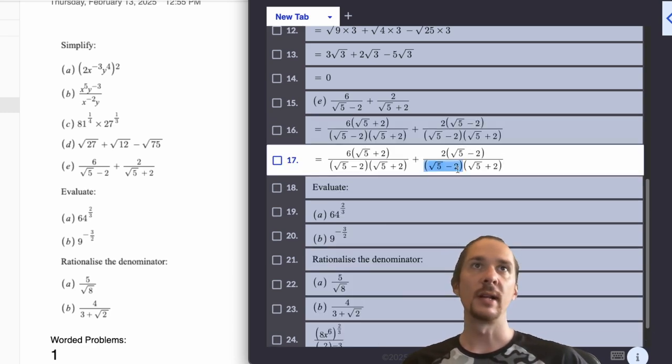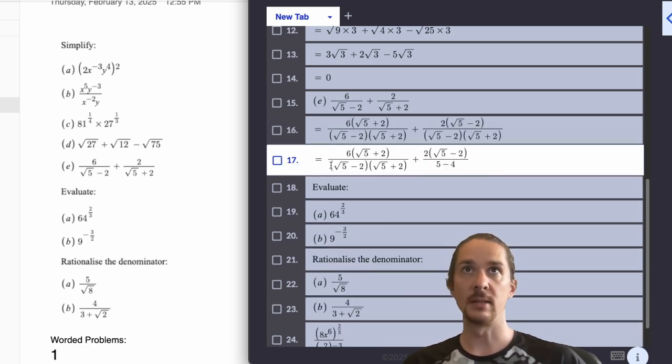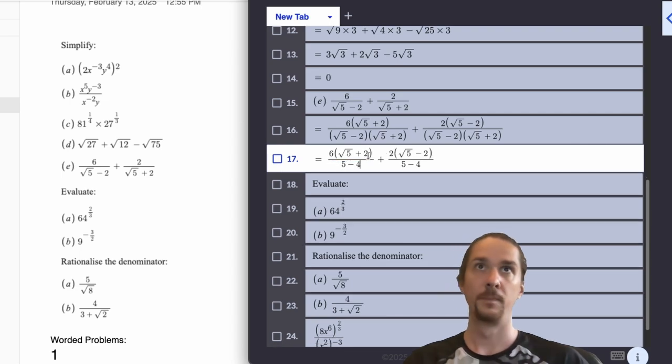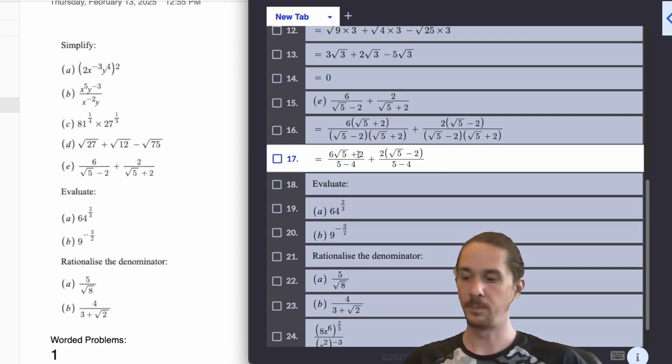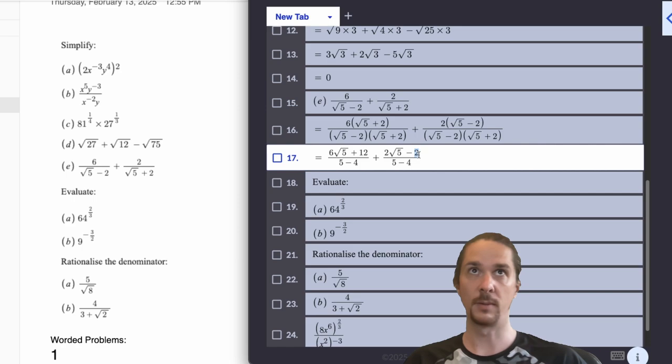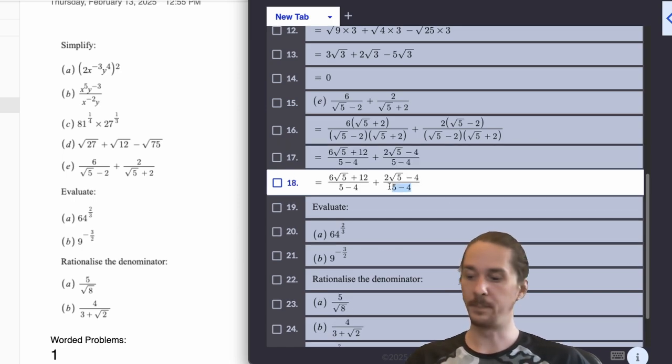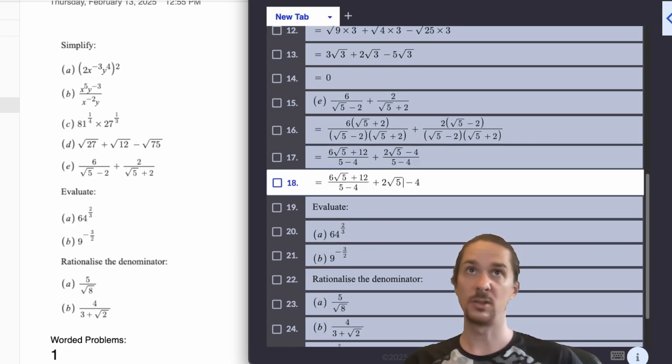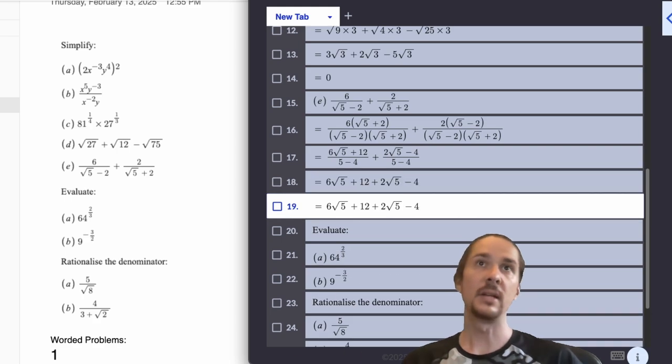Okay, so we're going to have 5 minus 4 as our denominator for both. This is going to be 6 root 5 plus 12, and this is going to be 2 root 5 minus 4. Now that 5 minus 4, that's 1, okay? And because we have 1 on the denominator, we don't even need to write them as fractions. Now we can deal with our like terms.